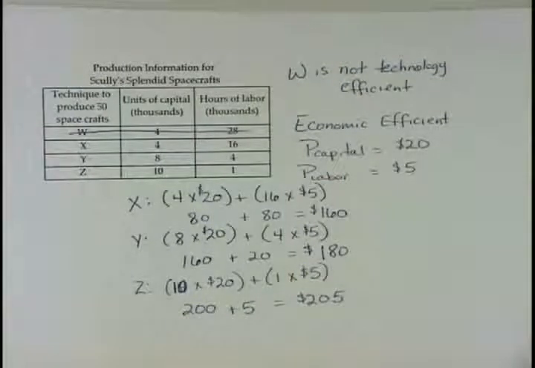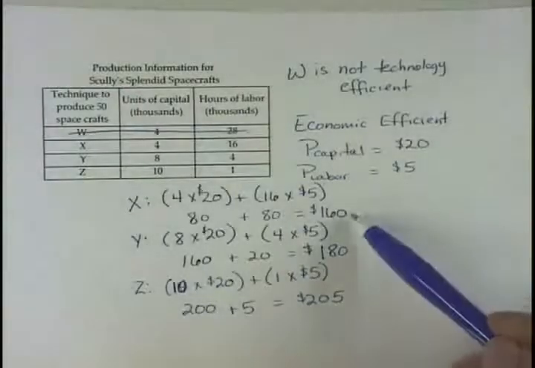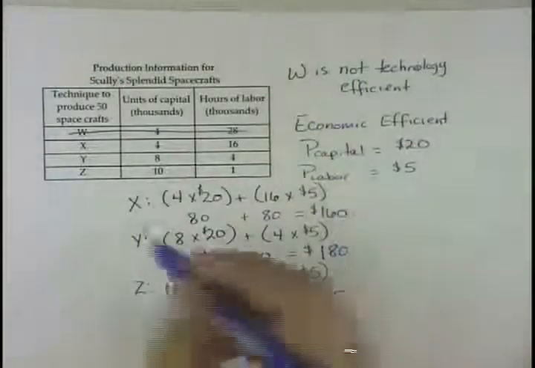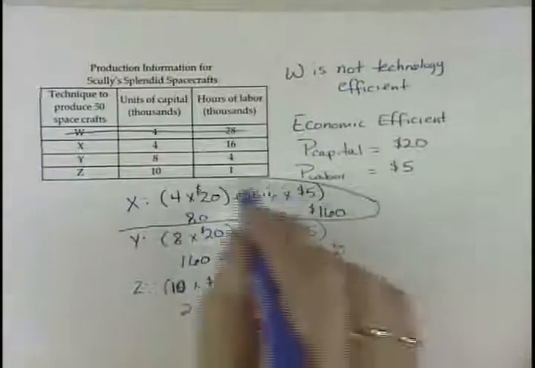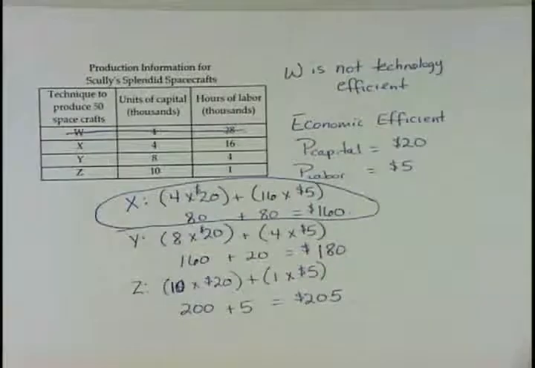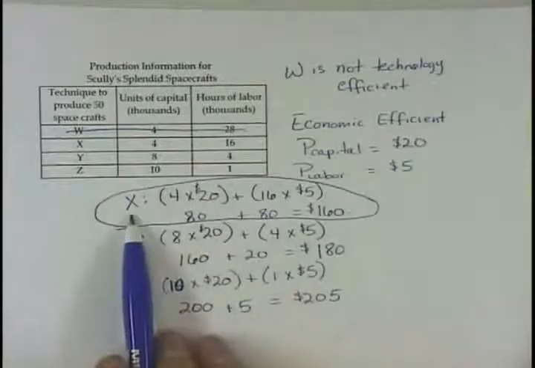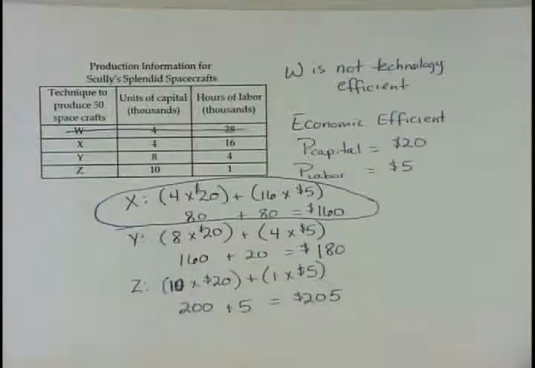To find out which one is economically efficient, we're going to find which one of these is the cheapest. So 160, 180, or 205. The cheapest way to produce, given those prices of capital and labor, would be $160. So X is our economically efficient method of production.